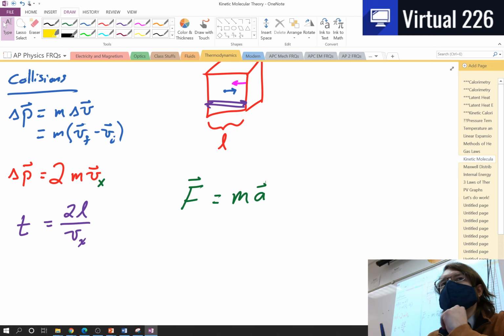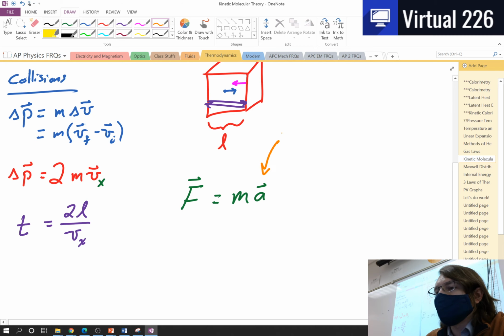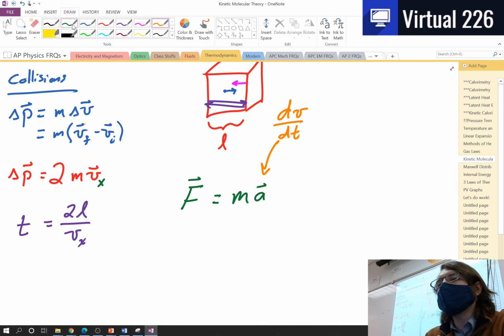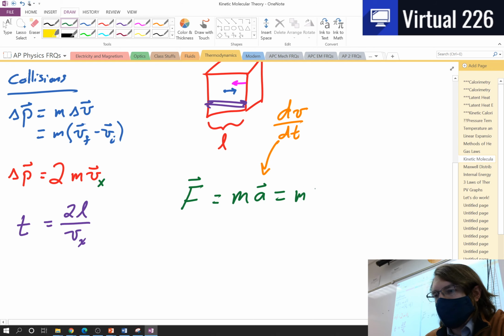If you've dove deep into the calculus portion of F equals ma, you may recall that acceleration can also be written as dv/dt. It's a change in velocity in some amount of time. But we don't need to write it in the differential form here. We can simply write this as m times some change in velocity in an amount of time.